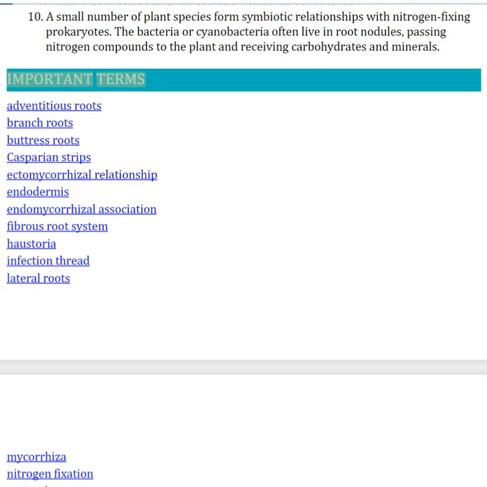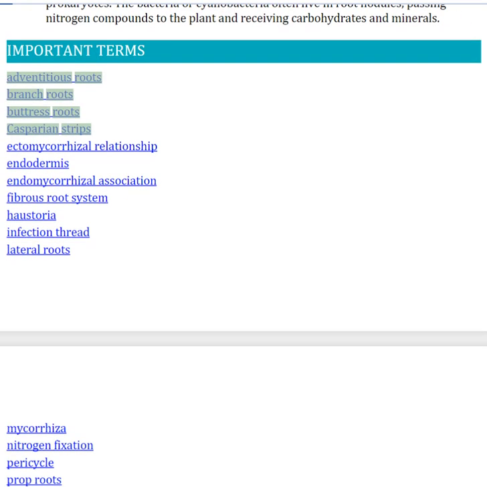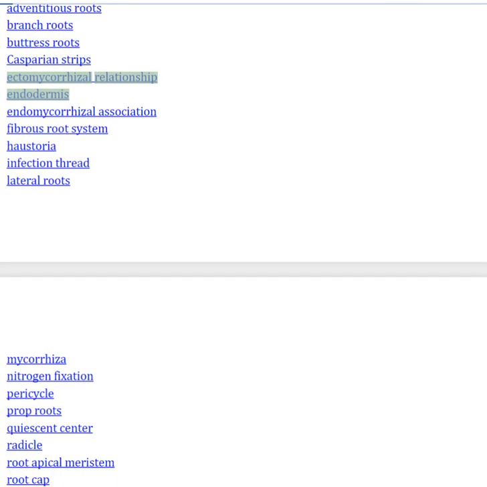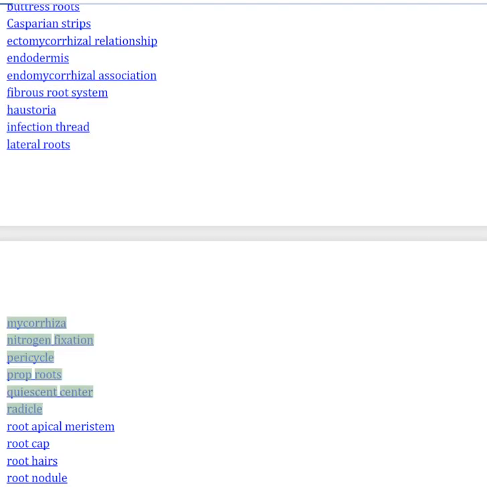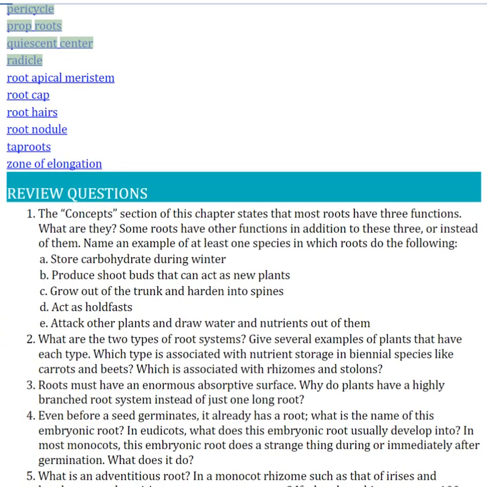Important terms. Adventitious roots, branch roots, buttress roots, Casparian strips. Ectomycorrhizal relationship, endodermis, endomycorrhizal association, fibrous root system, haustorial infection thread, lateral roots. Mycorrhiza, nitrogen fixation, pericycle, prop roots, quiescent center, radicle. Root apical meristem, root cap, root hairs, root nodule, taproots, zone of elongation.